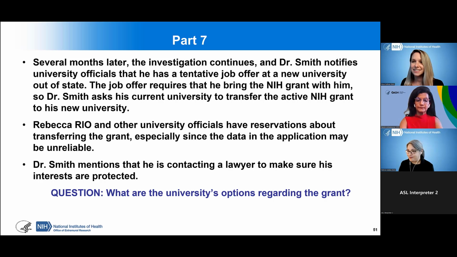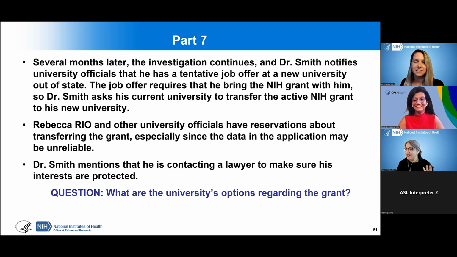Okay, Susan. Yeah, I think that NIH probably would have something to say about whether the grant goes or not. So if I were the institution, I would contact NIH and tell them what's going on and seek assistance, because I don't think it's good to transfer a grant that's under investigation. Yeah, that's so true. And I do see some of the answers here. So some good stuff.